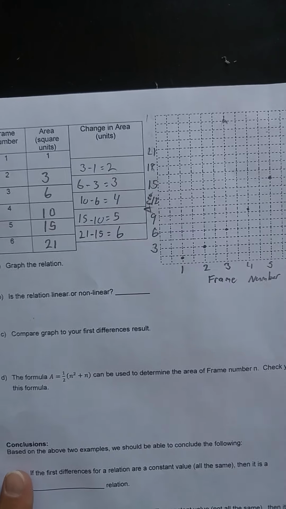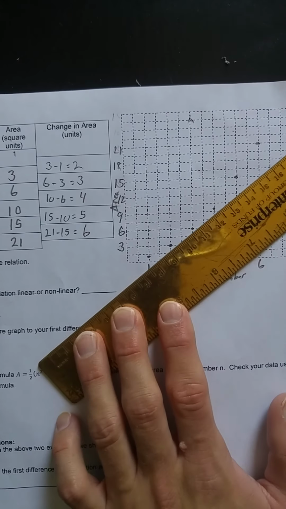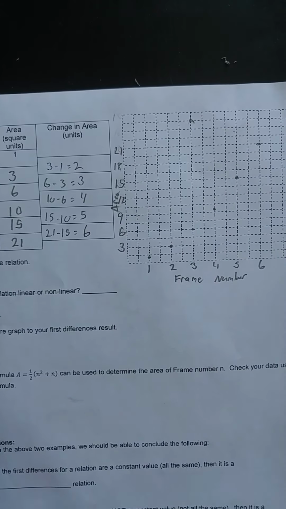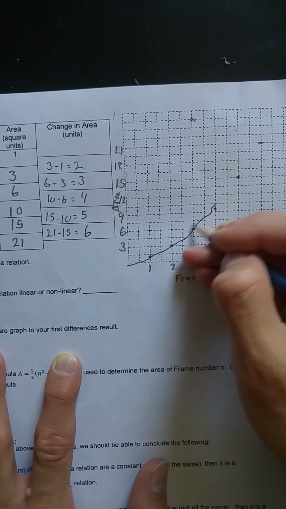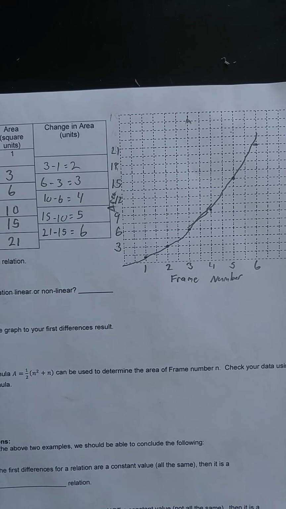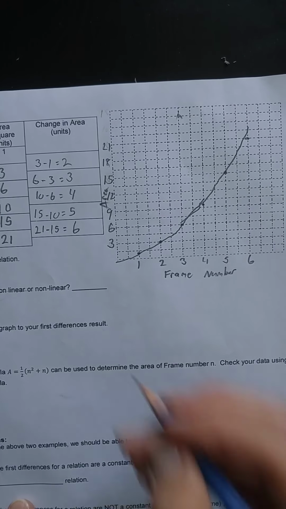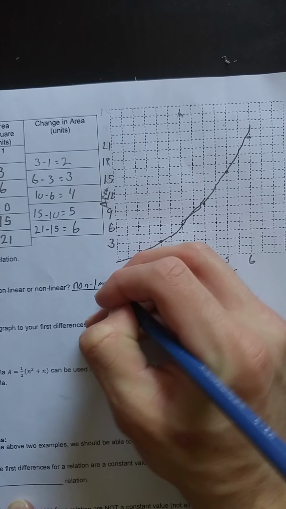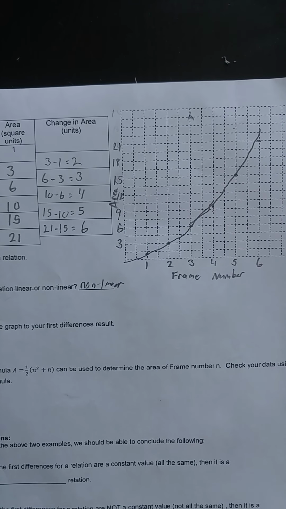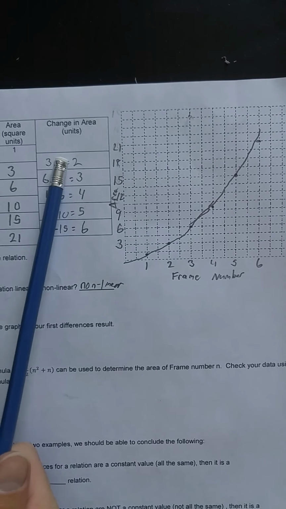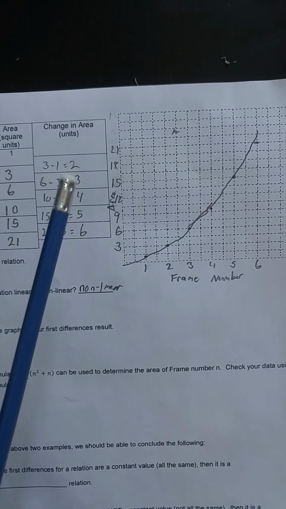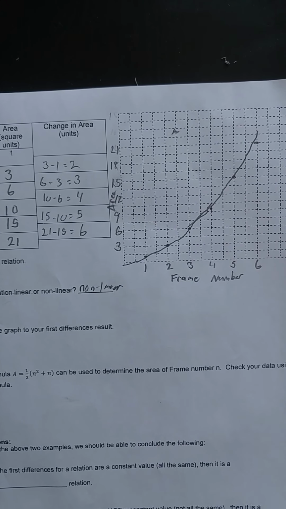So let's see, can we connect this? We can't draw a straight line here, so we know it's going to be a curved line. Okay, so is the relation linear or non-linear? Non-linear, because it's not a straight line like our last one. Okay, so compare the graph to our first difference results. Our first differences are always different: 2, then 3, then 4, then 5, then 6. So if we see that the first differences are different, it's non-linear.